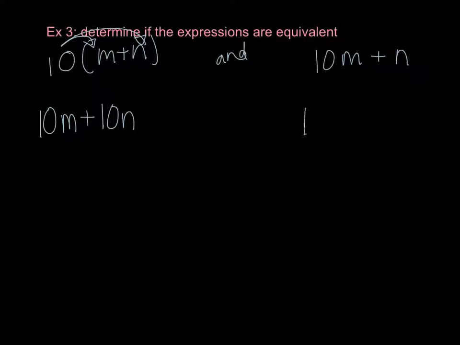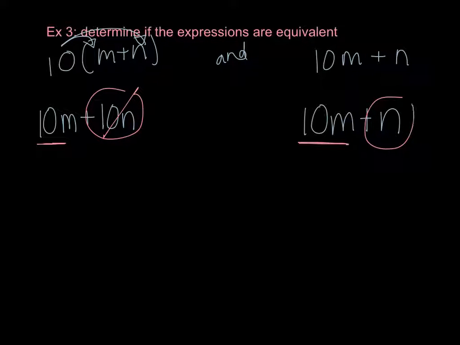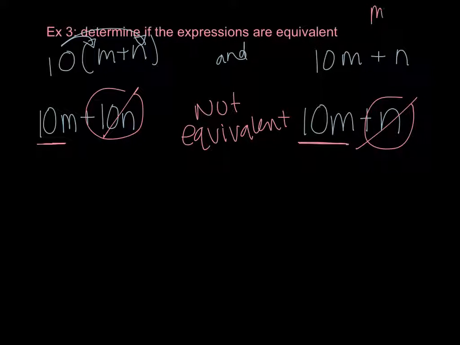It looks very similar to my other expression over here. But there's a very significant difference. This is the same, but this is not. So these expressions are not equivalent because 10n is not the same thing as n. Let's try plugging a number in. If I have m equals, again, these just come from my mind for guess and check, let's try 2 and n equals 3. I try to make them small because then it's easier math for me.